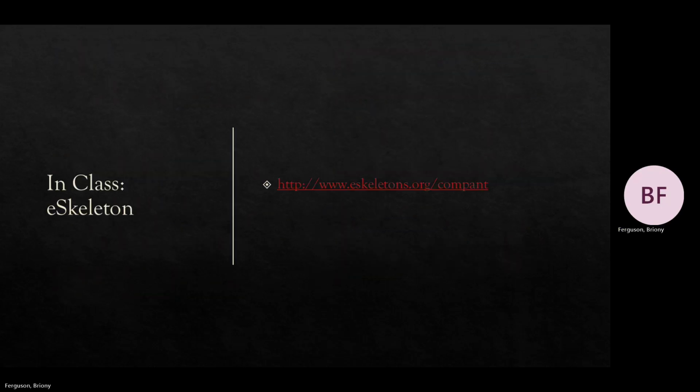Now, when you do the homework, or Lab 9, I should say, you will need to go to this eSkeletons website. It is also linked in the additional resources folder on Blackboard. You have a little bit of freedom on which primates you choose to look at, but essentially, you will be choosing a couple of primates.